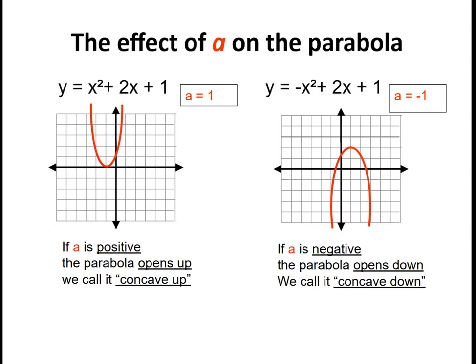When a is positive, so it could be 1 or 2 or really anything, the parabola will open up. It will create almost like a smiley face, and we call this concave up. If a is negative, the parabola opens down, and we'll call this concave down.